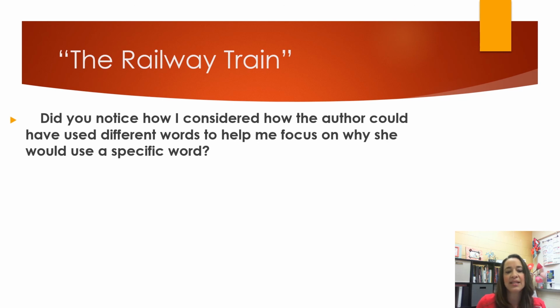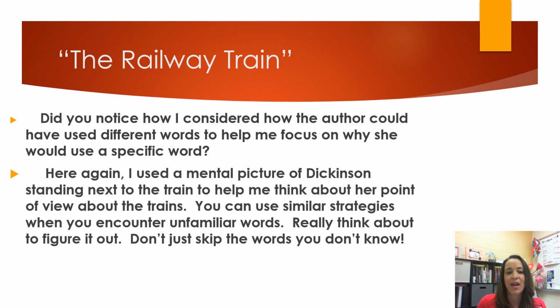Did you notice how I considered how the author could have used different words to help me focus on why she would use a specific word? Here again, I use a mental picture of Dickinson standing next to the train to help me think about her point of view about the trains. You can use similar strategies when you encounter unfamiliar words. Really think about it to figure it out. Don't just skip the word you don't know.